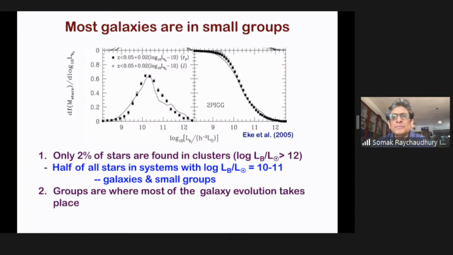When I show this plot, a lot of people don't believe this, because a lot of people like to study lovely, nice, rich clusters, which have, as you can see, hundreds of galaxies in them. When you take a single picture, you see lovely galaxies, etc. But they are very, very rare compared to where the main galaxies are.